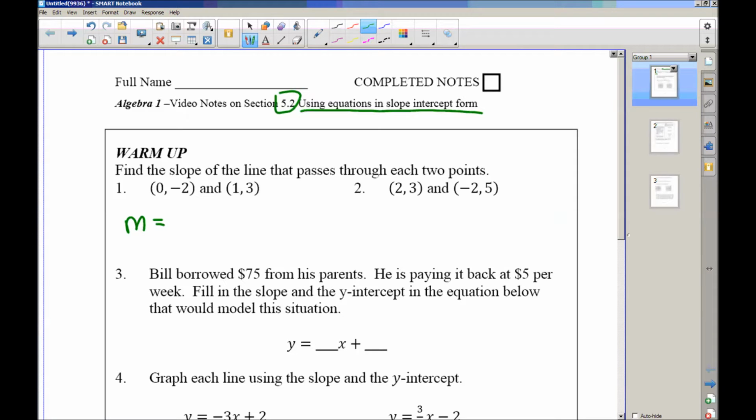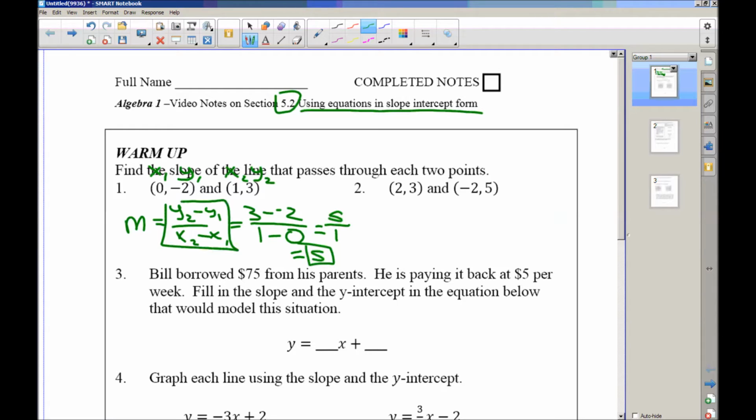So remember our slope, we have a formula, y2 minus y1 over x2 minus x1, but you're not required to write the formula in. But this is an xy pair, this is an xy pair, this is point 1 and point 2. So in this case, we would do 3 minus negative 2 and 1 minus 0. 3 minus negative 2 is 5, and 1 minus 0 is 1, so 5 over 1 is just 5. Okay, so you're welcome to skip this part right here and go right to there.